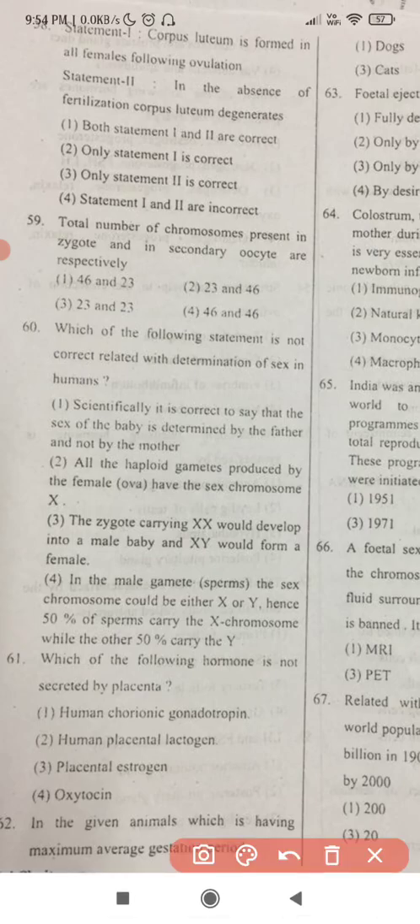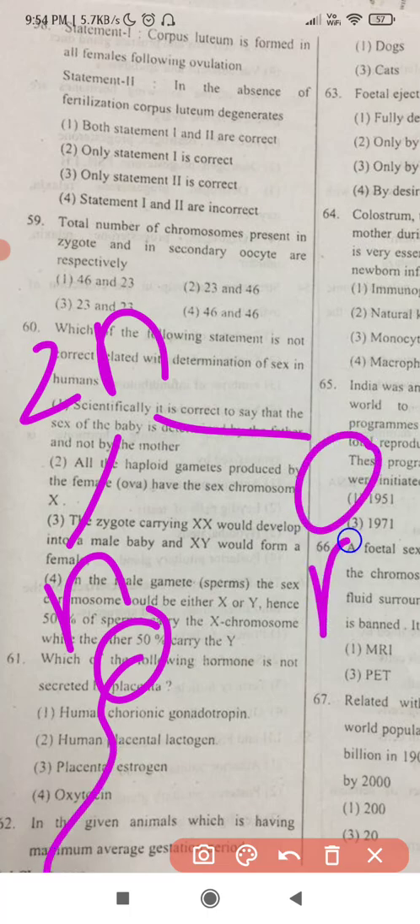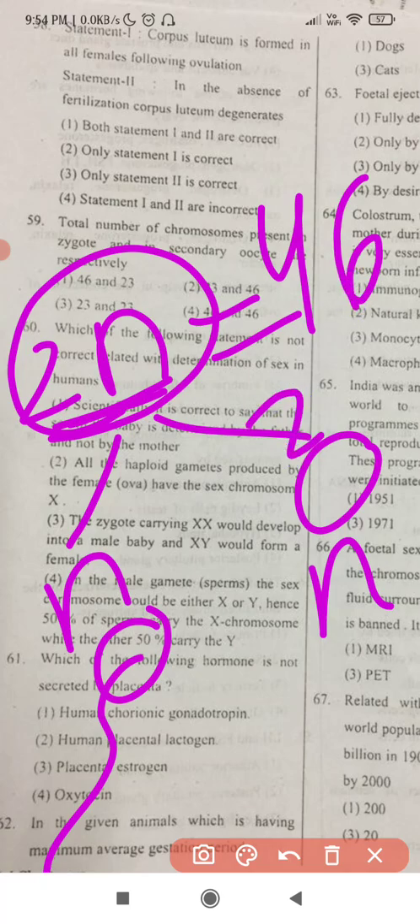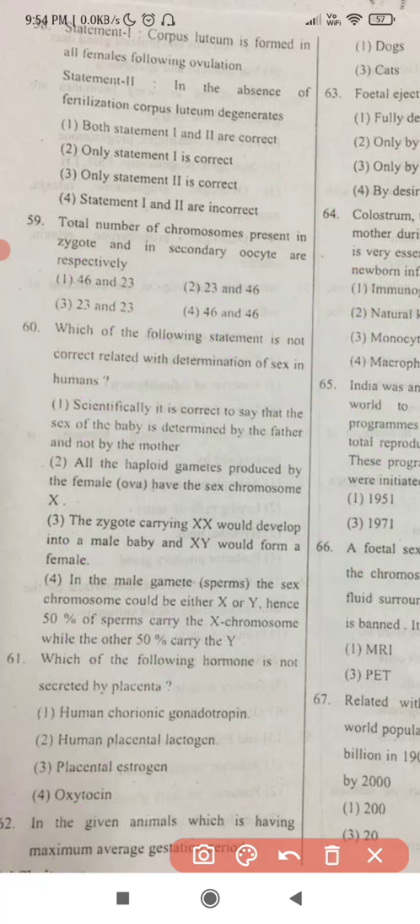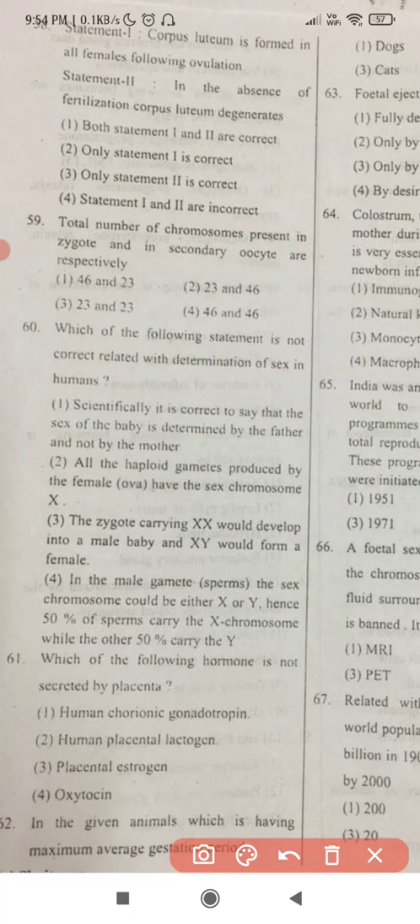Sorry for the interruption. The total number of chromosomes present in the zygote: because the zygote is diploid, formed by a haploid sperm and a haploid ovum, it is a diploid structure. So 2N means 46 chromosomes, or 23 pairs. And the secondary oocyte is haploid, so it has 23 chromosomes.